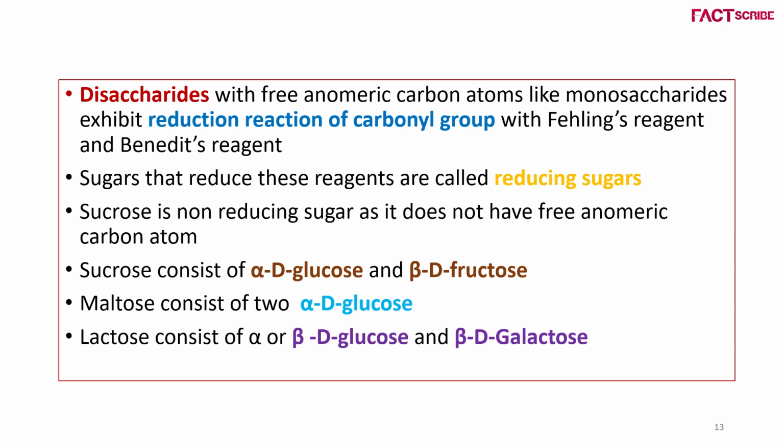And sucrose consists of two types of sugars, glucose and fructose. It is also called alpha D glucose and beta D fructose. Maltose consists of two alpha D glucose compounds. In the case of lactose, it is alpha or beta D glucose and beta D galactose.